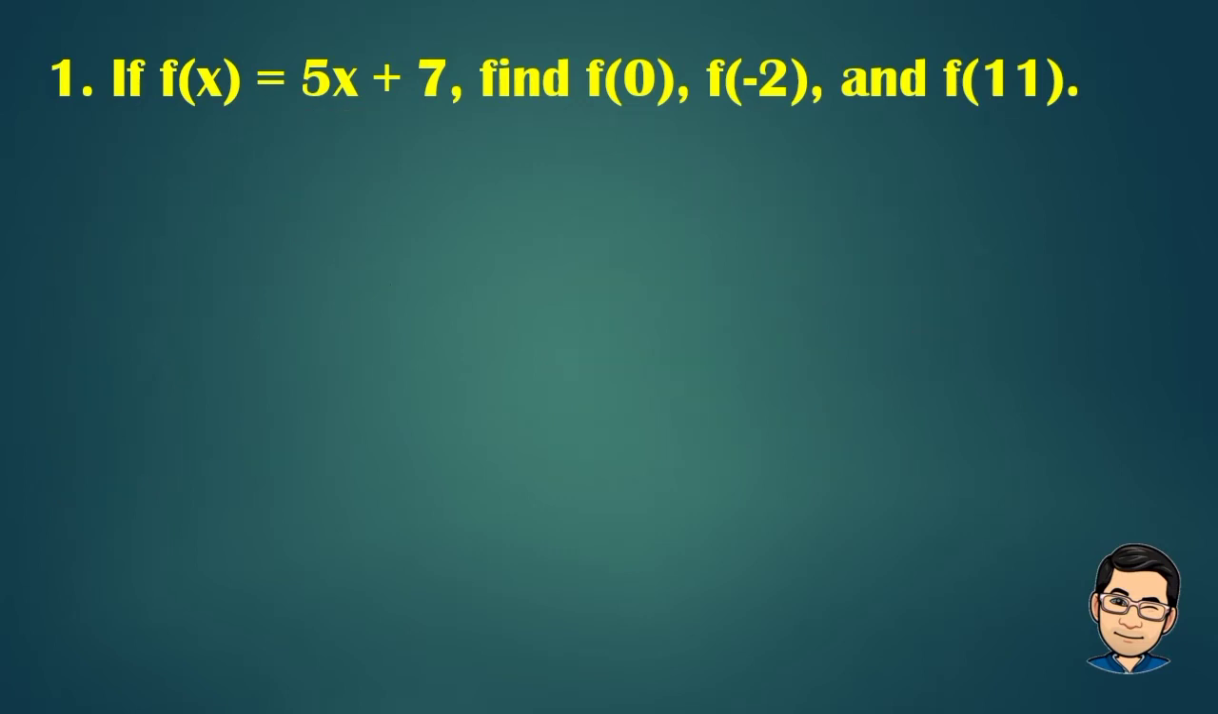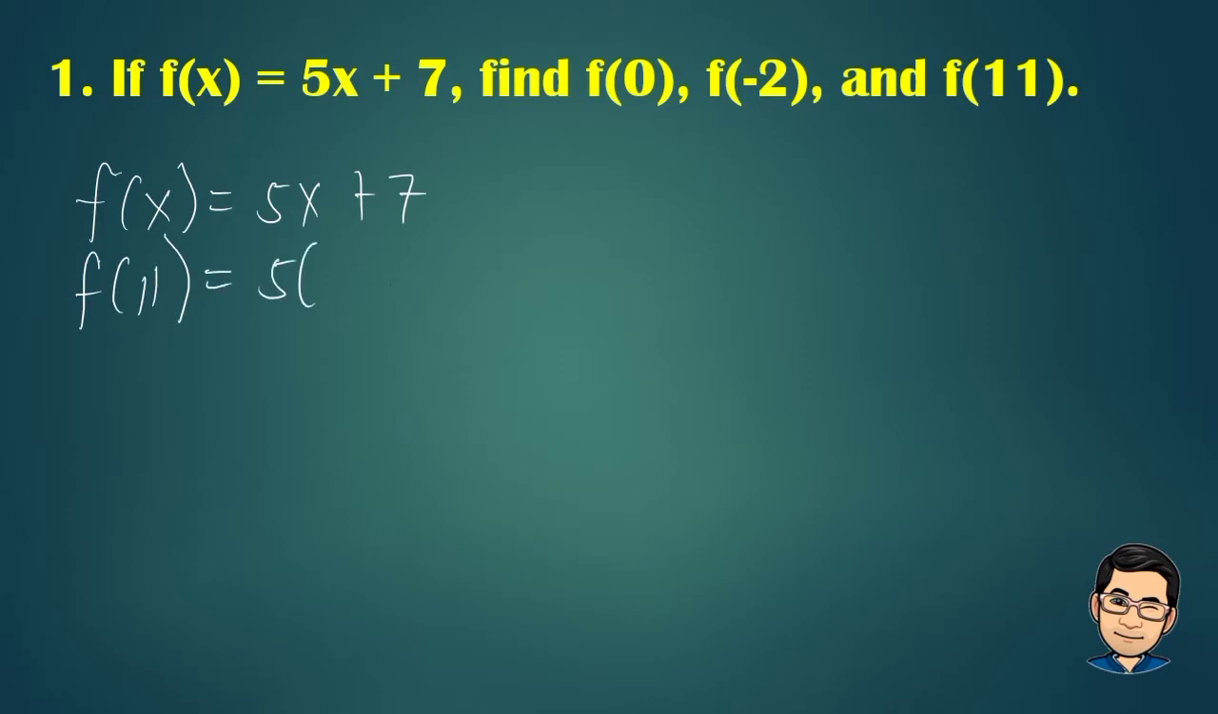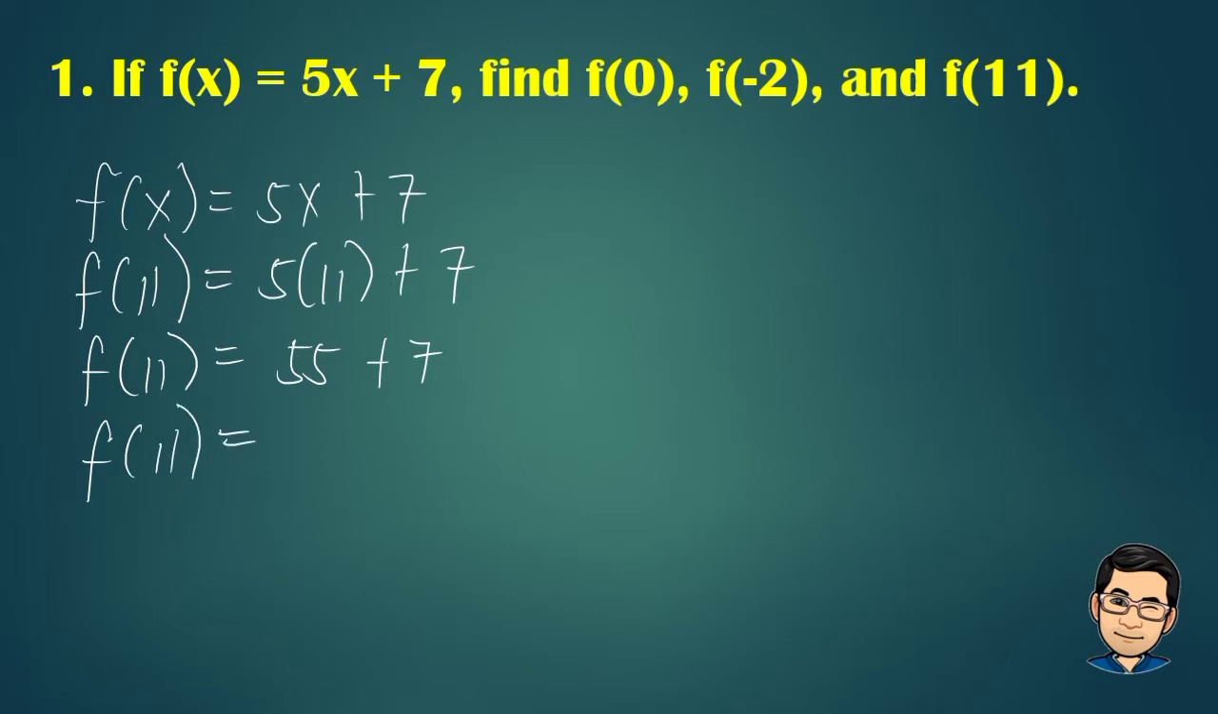Next. F of x is equal to 5x plus 7, and then f of 11 naman. 5 times 11 plus 7. So what is the product of 5 and 11? So that is 55 plus 7. So f of 11 is equal to 62.